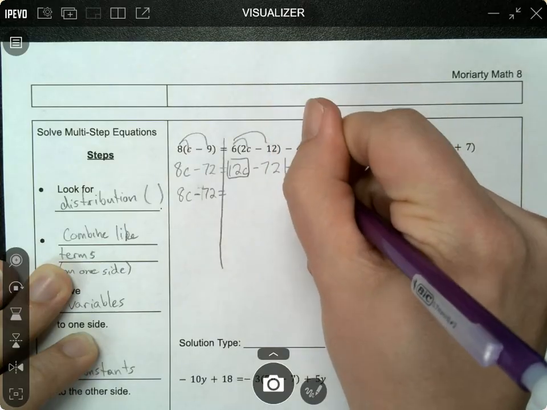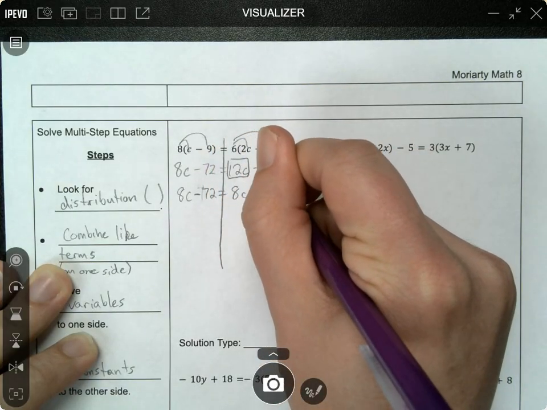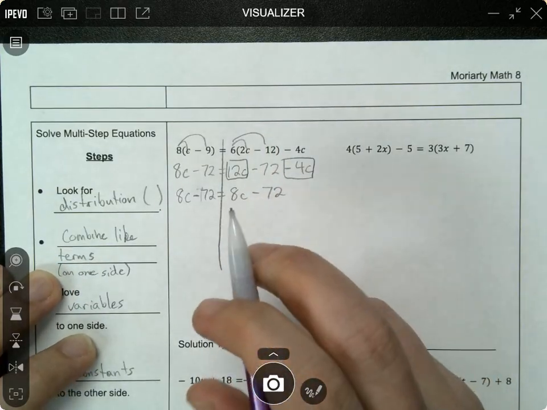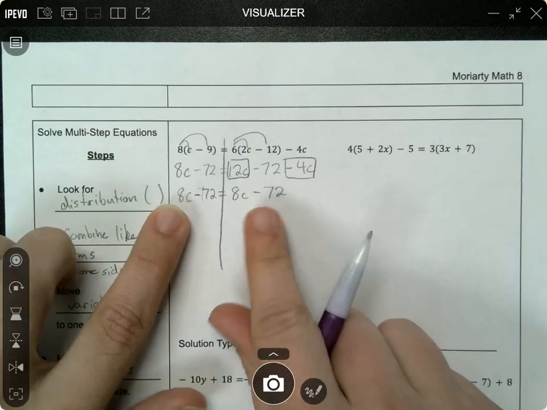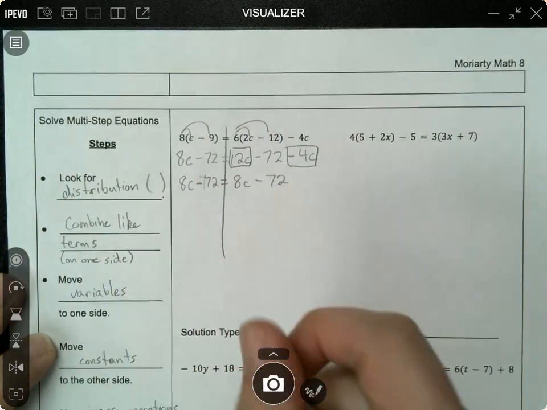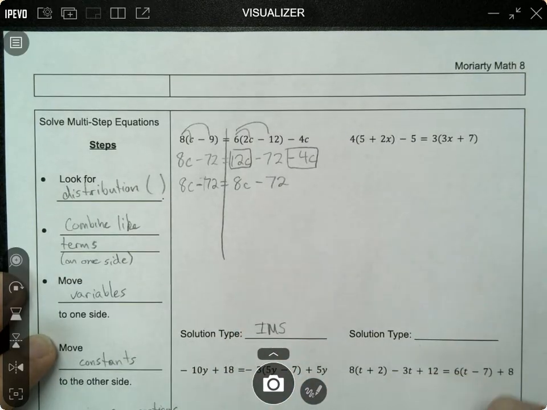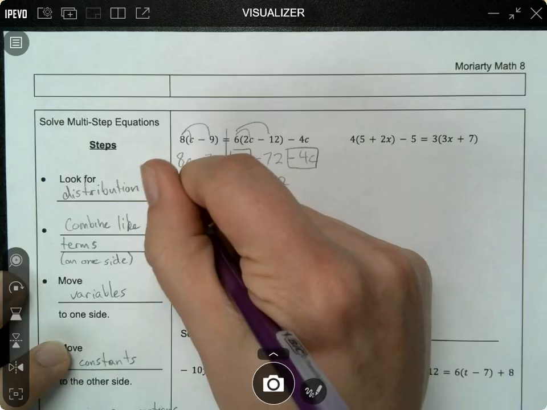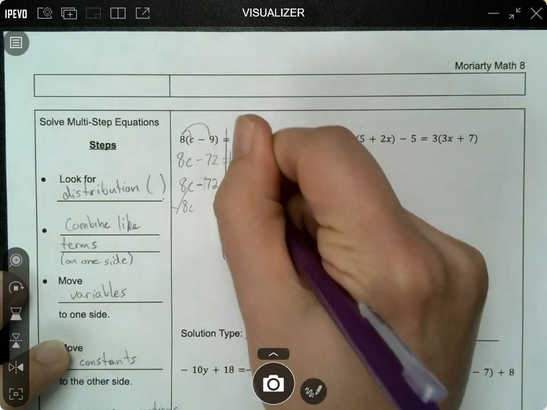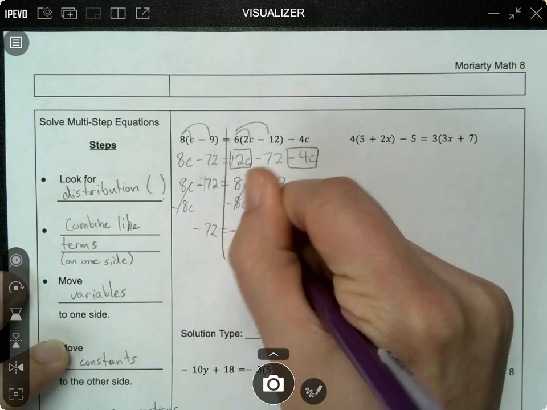12C minus 4C is 8C minus 72. Now look at this part. If you were paying attention to the front side, you'll know what type of solution this is. We have the same coefficients and the same constants. This is going to be IMS. If you wanted to take it a step further, I would subtract the 8C on both sides. They'll cancel. You'll get negative 72 equals negative 72, which is true.